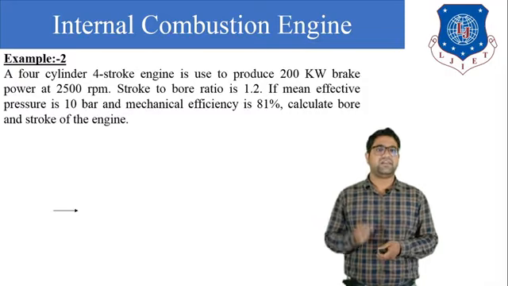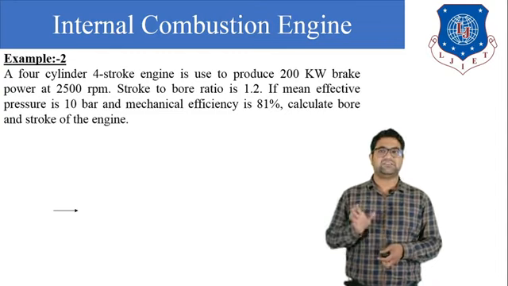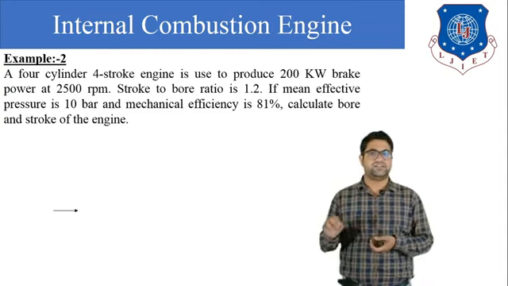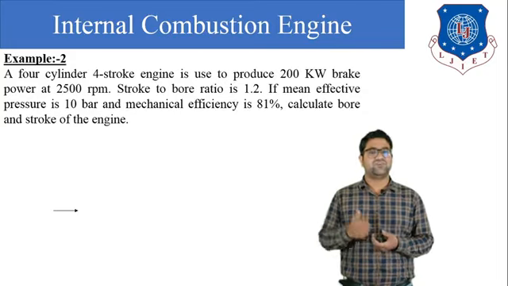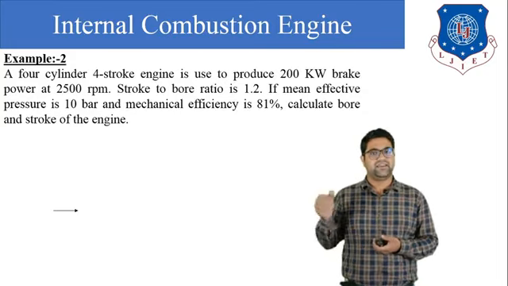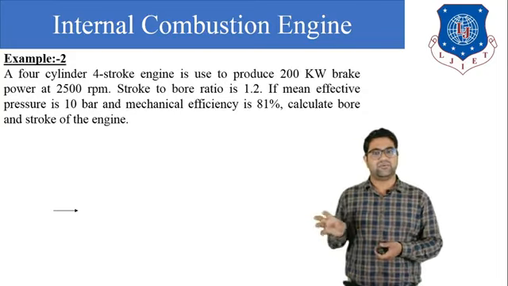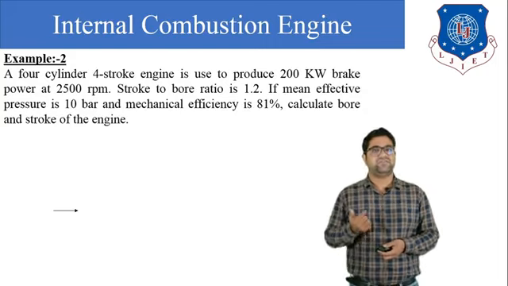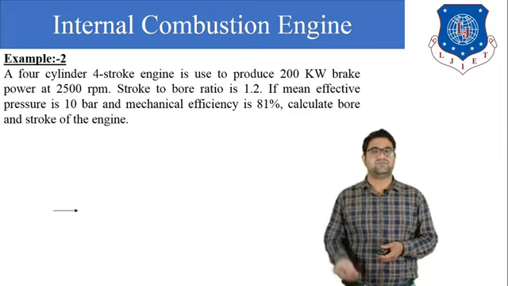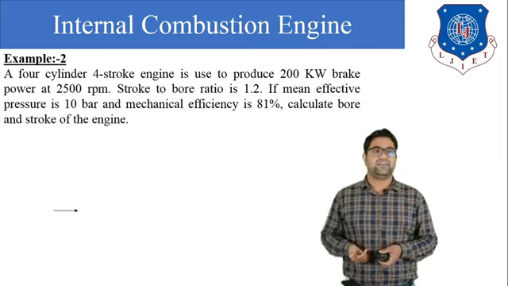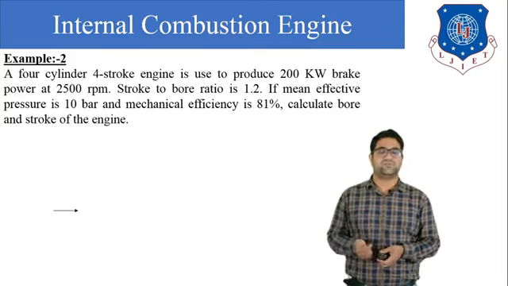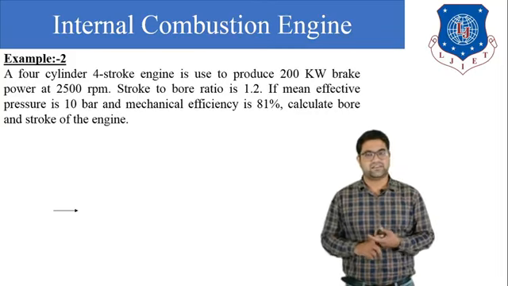Next the RPM is given, that is 2500 RPM. Next the stroke to bore ratio is given, that is 1.2. Stroke to bore ratio means L by D. L is the stroke and bore means the diameter of the cylinder. So the L by D ratio is given as 1.2. If the mean effective pressure is equal to 10 bar and the mechanical efficiency is 81%, then calculate bore and stroke of the engine.